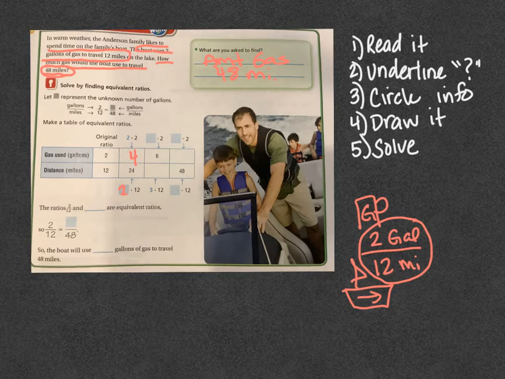Or we could do the original amount, 2 times 3, to get 6. And 3 times 12 gives us 36. And then we could take the original 2 and do it times 4, which will give us 8. And 4 times 12 will give us 48. This gives us the ratio for 48 miles. So they will need 8 gallons of gas. The ratio 2 to 12 and 8 to 48 are equivalent. So 2 to 12 is equal to 8 to 48. And so the boat will use 8 gallons of gas to travel 48 miles.